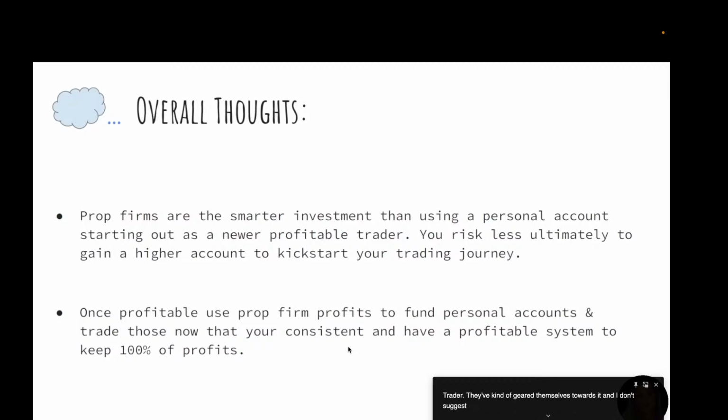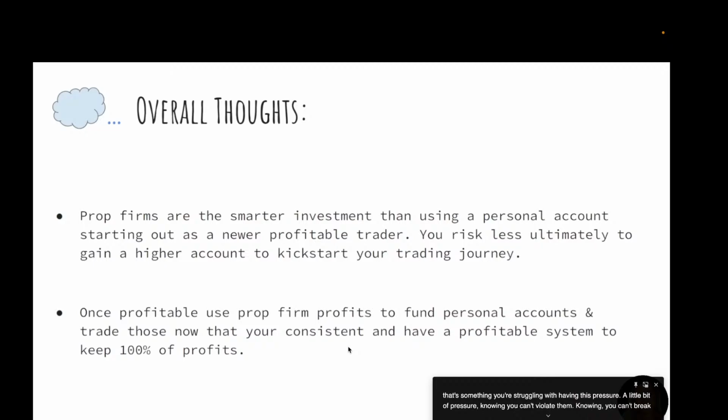I don't suggest brand new traders go and jump into these, but I do suggest that if you are looking to get a feel for the pressure of trading, learning consistency, learning rules, learning how to stick to that, if that's something you're struggling with, having a little bit of pressure, knowing you can't violate them, knowing you can't break it, helps to keep you a little more focused as a newer trader.